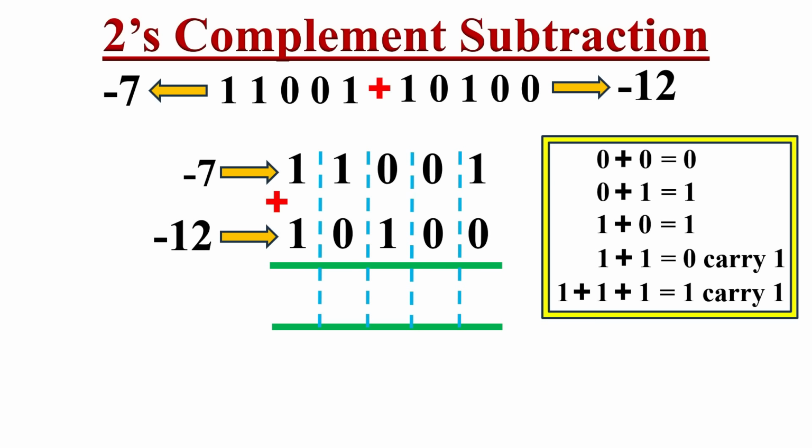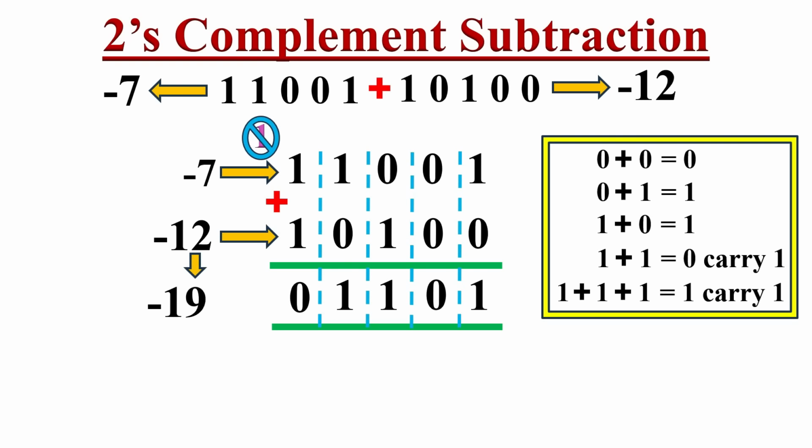1 plus 0 equals to 1. 0 plus 0 equals to 0. 0 plus 1 equals to 1. 1 plus 0 equals to 1. And 1 plus 1 equals to 0 with carry of 1 to the next column. And here we must ignore this carry. Here we must get minus 19 as answer.